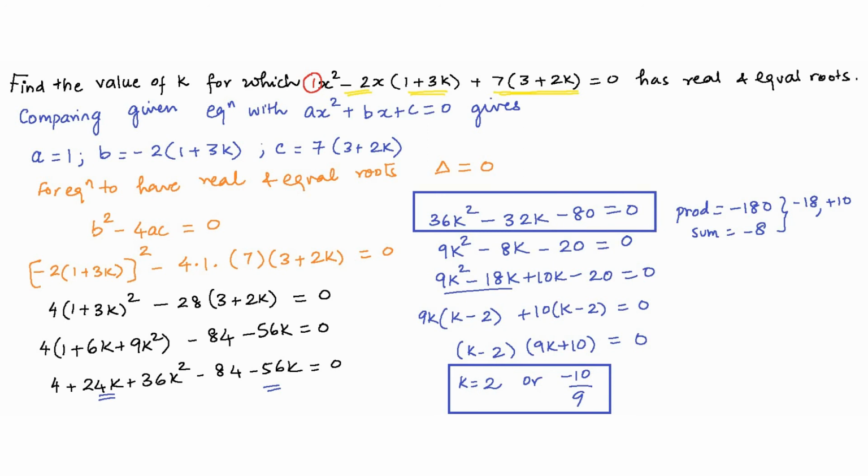Now the only check that you should do in such cases is, we want to make sure that for these values of k, our equation still remains quadratic. So in this case it is quite simple. If you notice, the coefficient of x square is always 1. So no matter what the value of k is, this equation still remains quadratic. So both values of k are going to be valid over here. So again, let me pause for a minute before I move on to the next question.